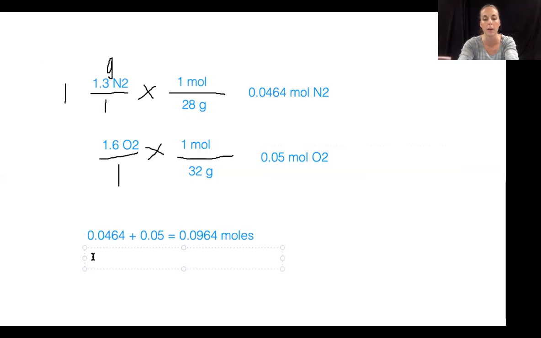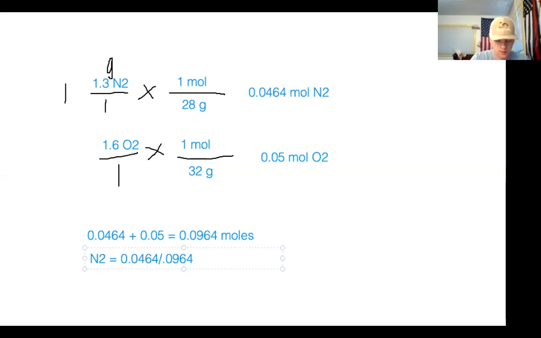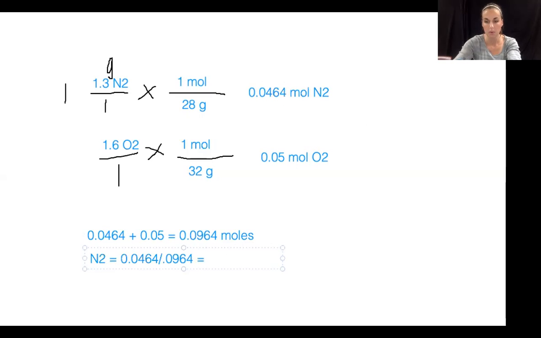So you have first N2, and you're going to use the number we found here, so 0.0464, and you're going to divide by the total number of moles, 0.0964. And you get 0.48.